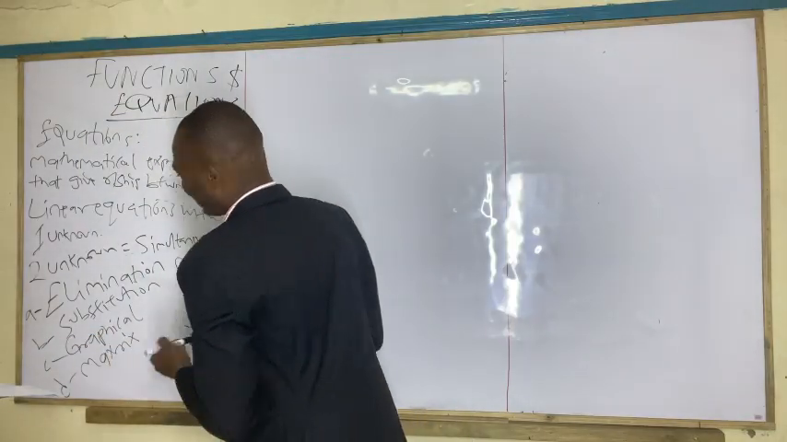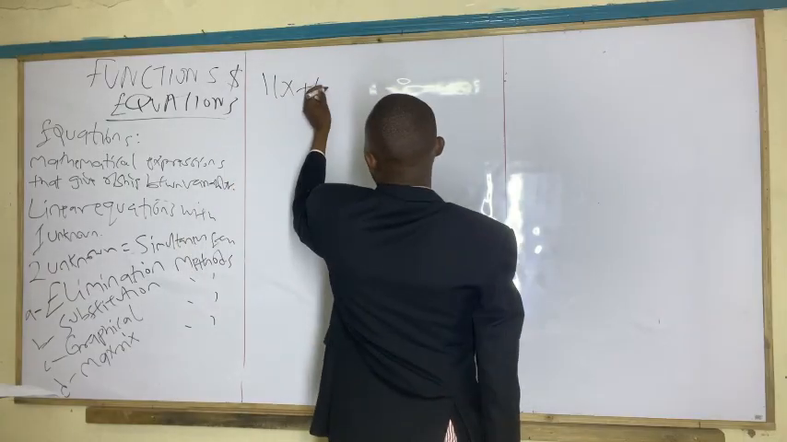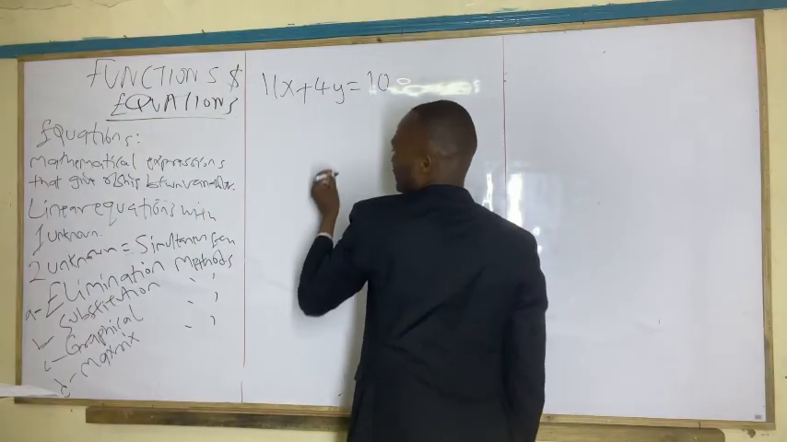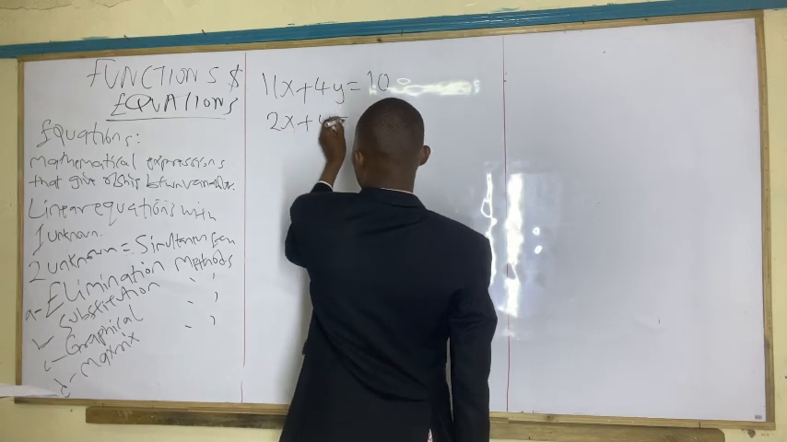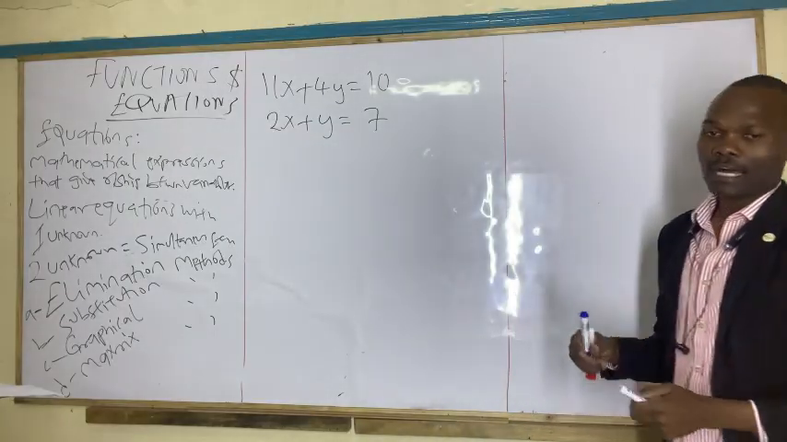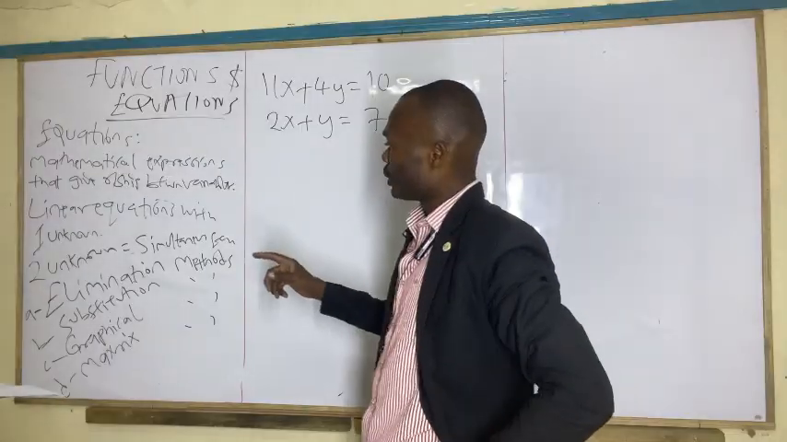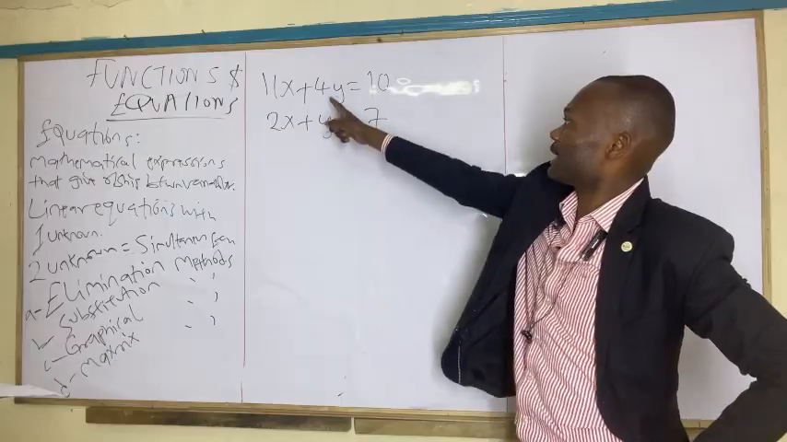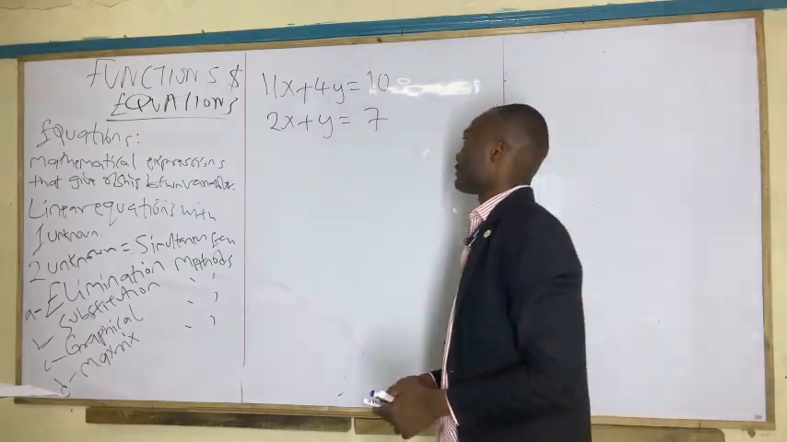We will take 11x plus 4y is equals to 10. Then we also have 2x plus y is equals to 7. In the other equations that we looked at, ladies and gentlemen, you will realize there are only two things. Number one, we were doing one unknown. But now in this one, there are two unknowns. So there's an x and then there's a y. So an x and y, where do we start from? So what do we do?